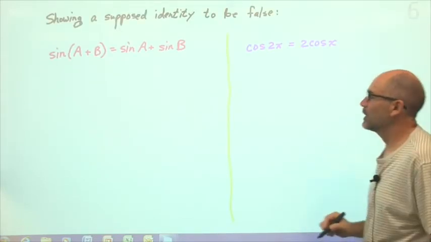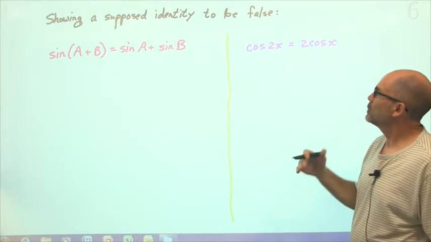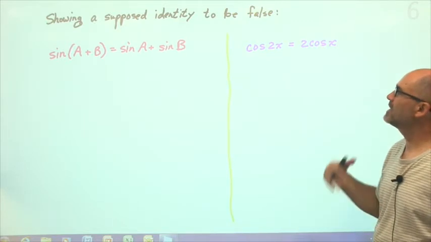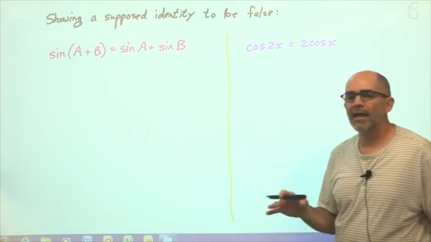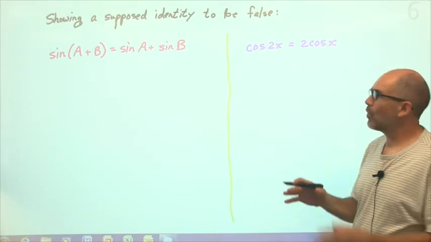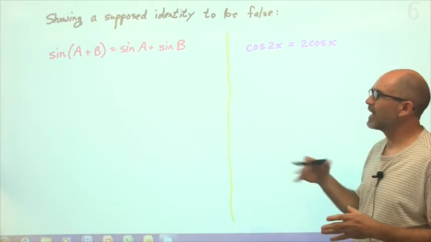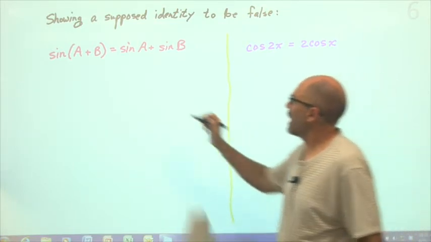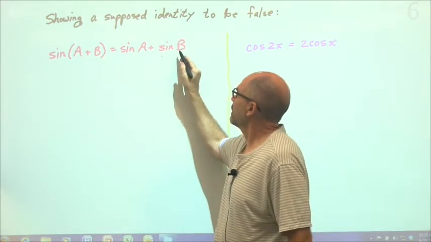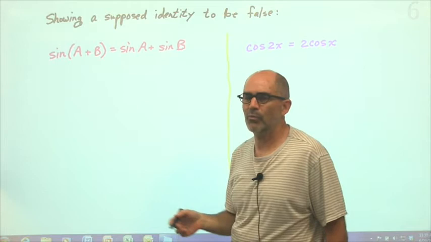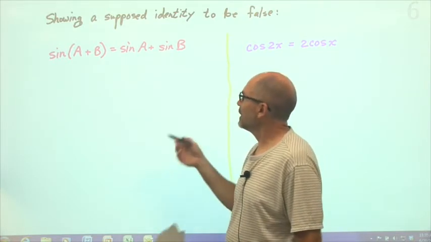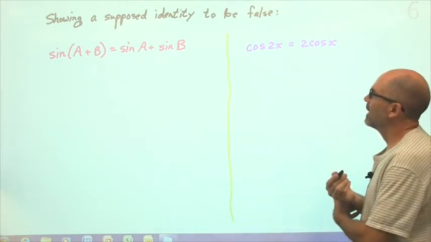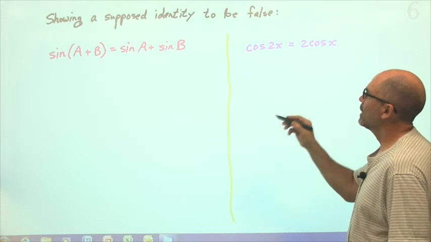Now, one last thing we're going to do in this section, and that is show that a supposed identity is false. So basically, we want to disprove something. Now, in math, when you disprove something, you're basically just going to find a counterexample that shows it to be false. So, sine of A plus B equals sine of A plus sine of B. Now, that would be nice if it was true, but it really isn't. So, let's prove that it's not true. All we do is pick an A and a B that we know.